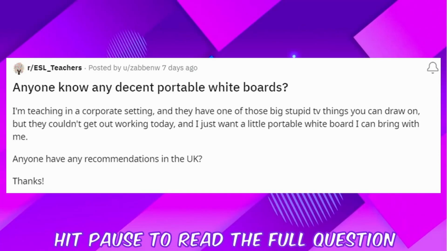This question is from the ESL Teachers subreddit, and it's about portable whiteboards. This is massive if you're teaching individuals or small groups. Most of my private classes are in students' houses, so I need something that I can take with me that I can write and draw on easily. I get these A4 dry erase pockets.